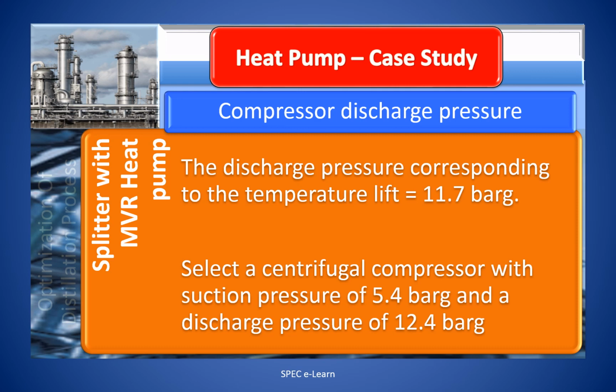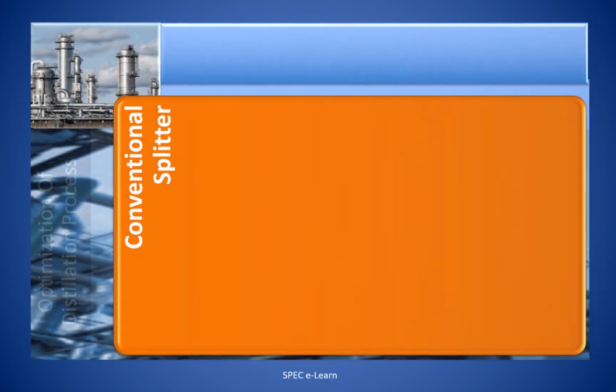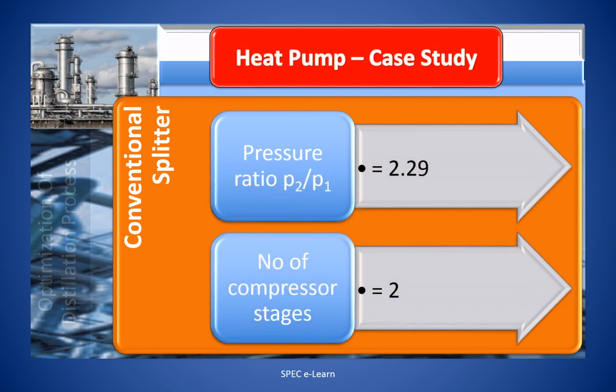Since the vapor is propylene, the saturation pressure of the propylene vapor at 33.71 degrees centigrade is 11.7 bar G. To take into account the pressure drop in the downstream system, including the reboiler, we shall select a compressor with discharge pressure of 12.4 bar G. The suction pressure of the compressor is the pressure at the top of the column, which in this case is 5.4 bar G. The pressure ratio for the compressor, which is the ratio of discharge pressure to suction pressure, is 2.29.